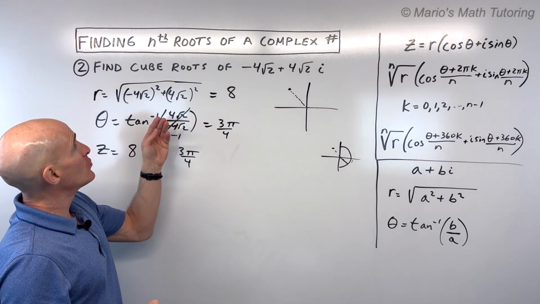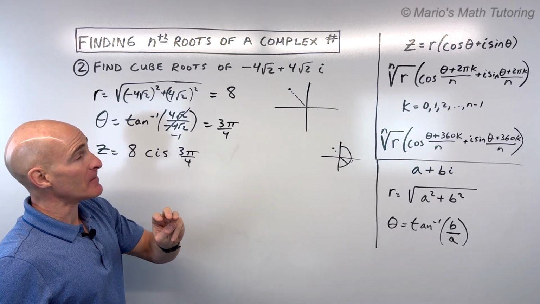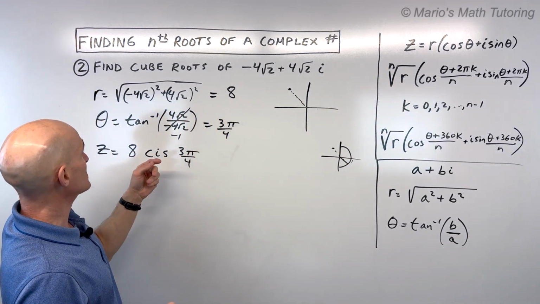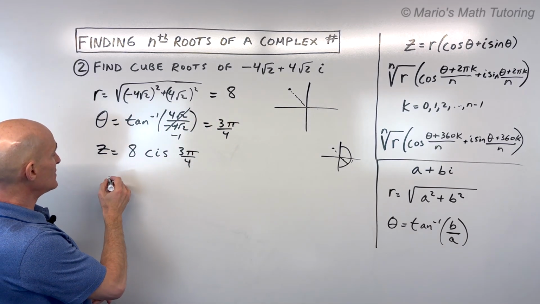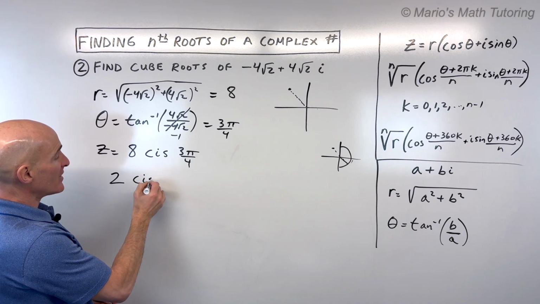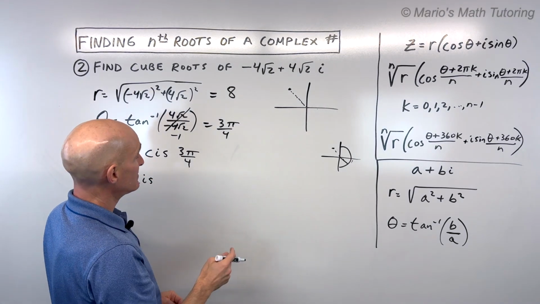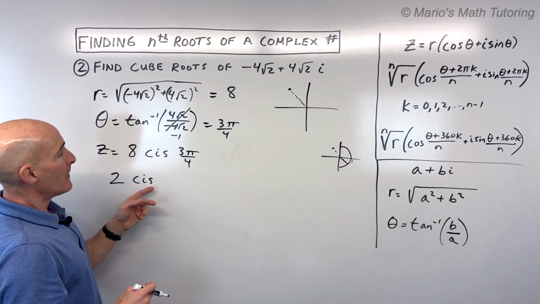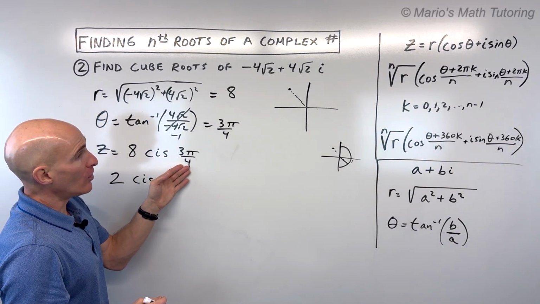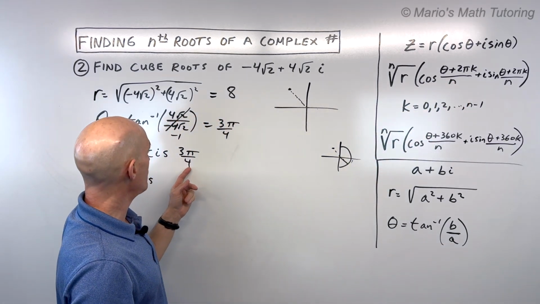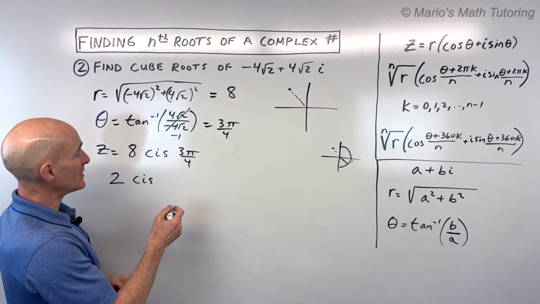Now we want to take the cube root, which means we're going to get 3 answers. The way we do this is we take the cube root of r, which in this case is the cube root of 8, which is going to be 2. And then I'm going to use the abbreviation cis, that's just cosine theta plus i sine theta. But what I have to do is take the angle divided by 3, since we're taking the cube root. So 3 pi over 4 divided by 3 is going to be pi over 4.